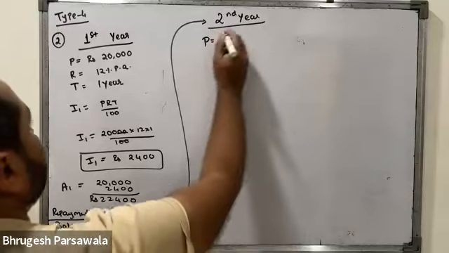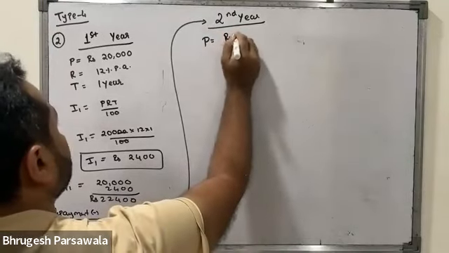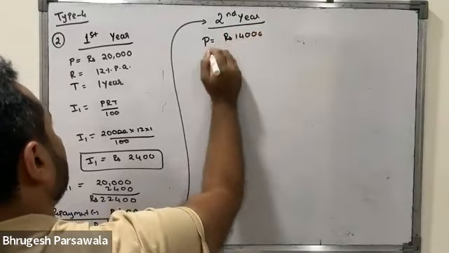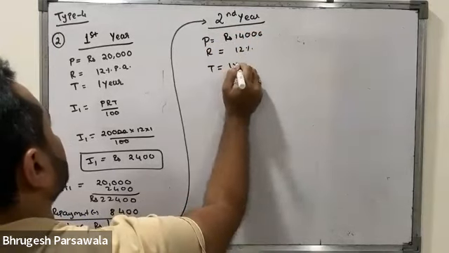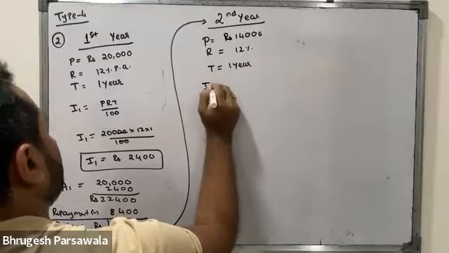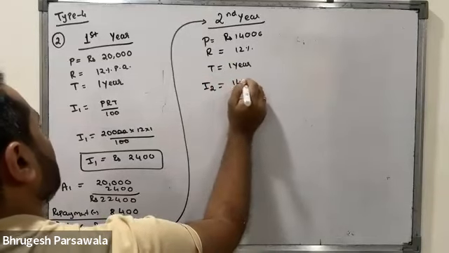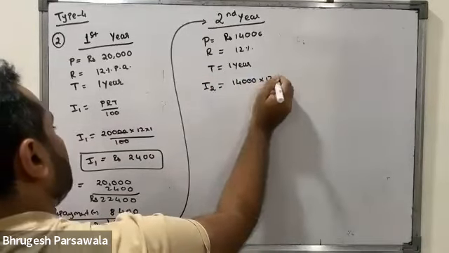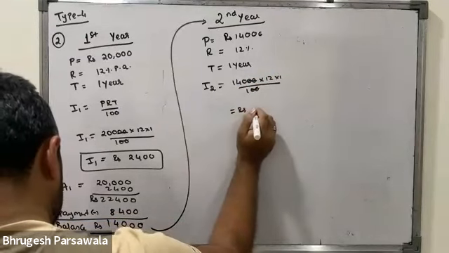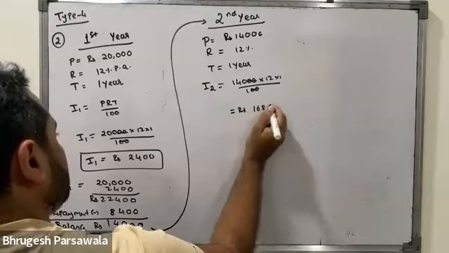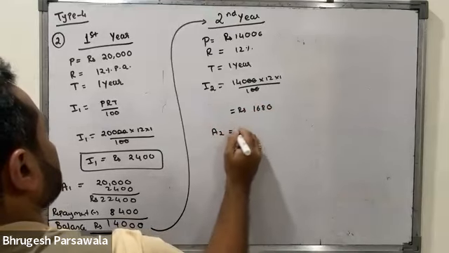Now for second year, my principal is rupees 14,000. My rate is 12% per annum. T is 1 year. So how much will the interest be, beta? 14,000 into 12 into 1 upon 100. What will the amount be?